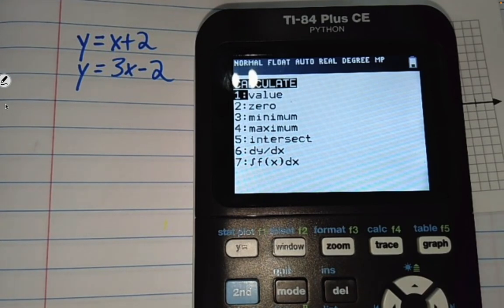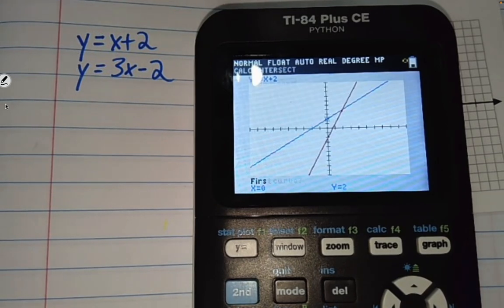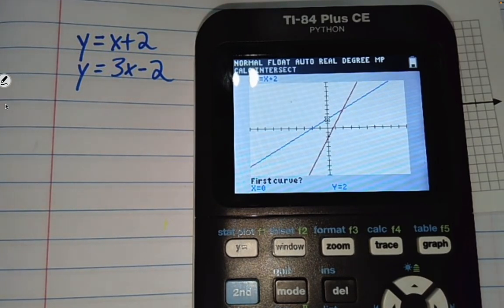What are we looking for? Where they intersect, where they cross. What number is that? 5. So press 5, or you can go down to it and press enter, but I'll just press the number 5. And then all you do is it needs to calculate, so you just press enter, enter, enter.